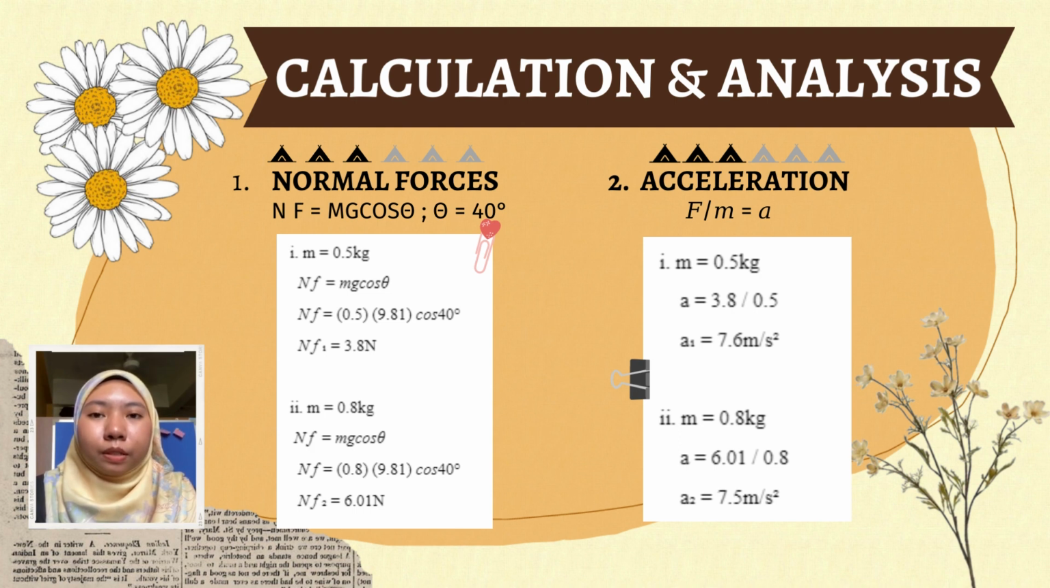For my part, I will explain about the calculation and analysis. For this mini project, we use two different boxes with different masses. The first one is 0.5 kilogram and the other one is 0.8 kilogram. The angle for the inclined plane is 40 degrees, and we need to find the normal force and acceleration. For normal force, we use mg cos theta, where mg is mass times gravity, with cos 40 degrees. The next one is acceleration. To find acceleration, we use the formula force divided by mass equals a, where a is acceleration.